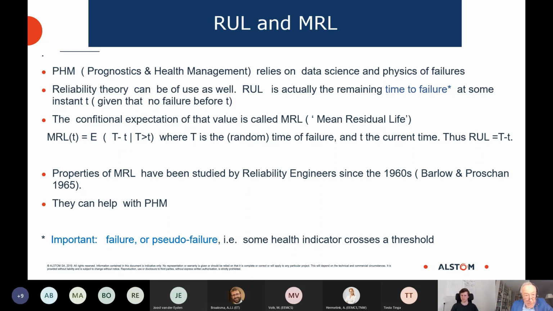Properties of MRL have been studied for ages. It started in the 1960s with Barlow and Proschan, but they can help with PHM. Now, a failure doesn't have to be something that breaks down. It can be just the loss of a function. It could be a pseudo failure. For instance, we have a health indicator, and the failure takes place when the health indicator crosses a certain threshold. So it's a fairly general concept.